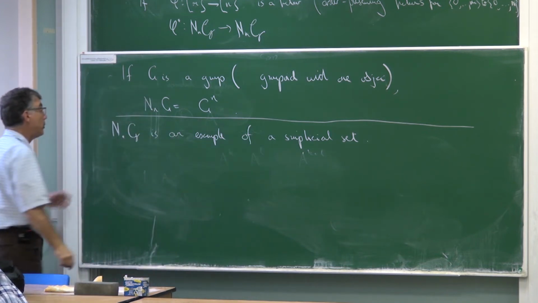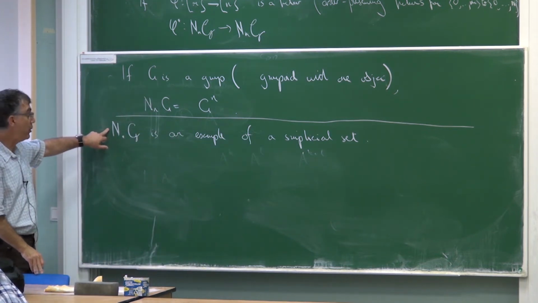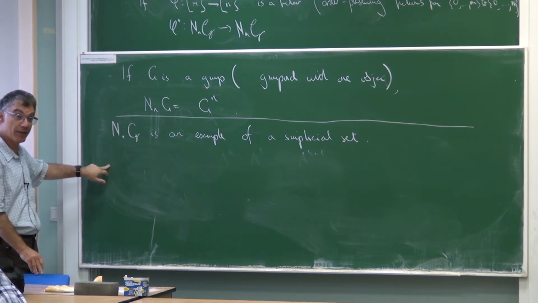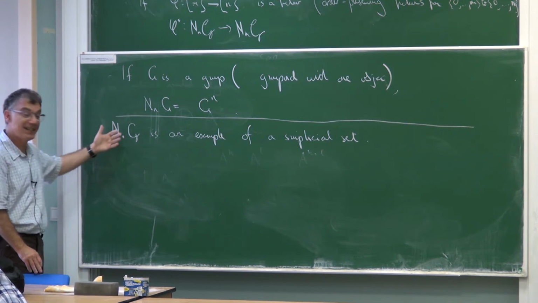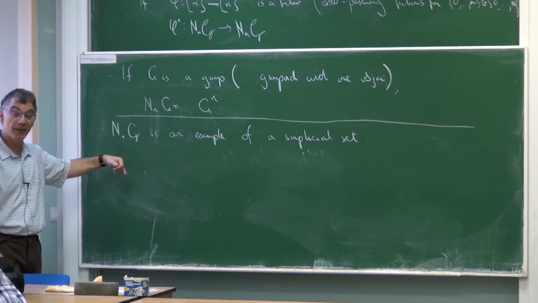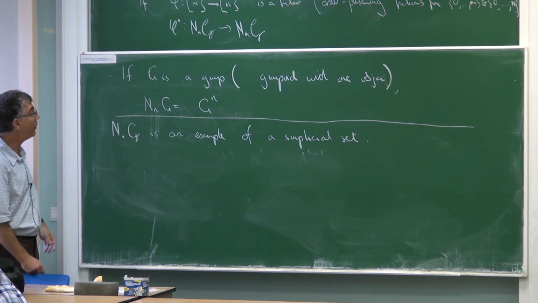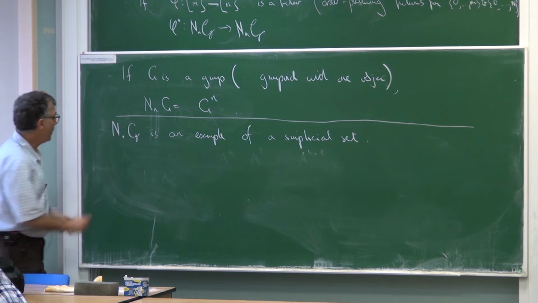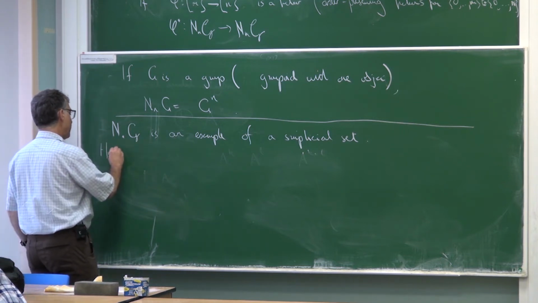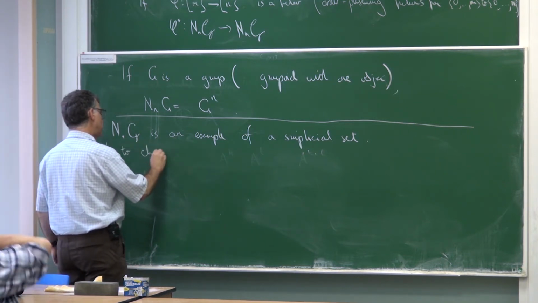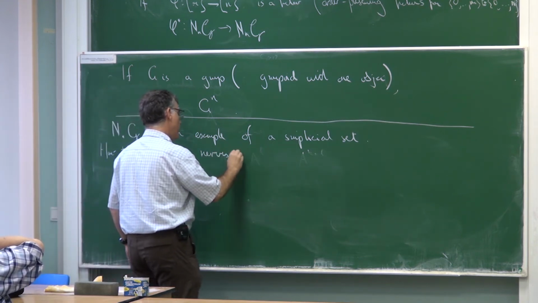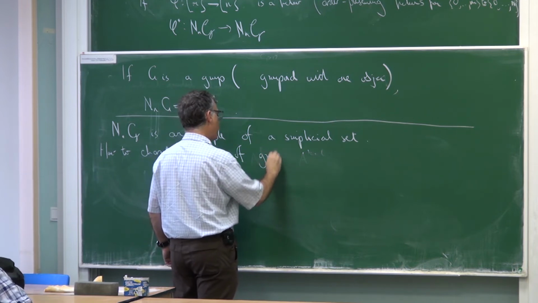And what I'm going to do is tell you the characterization of these simplicial sets among all simplicial sets. So that will give a different way of saying what a groupoid is, which will be very convenient for this talk. So how to characterize nerves of groupoids.